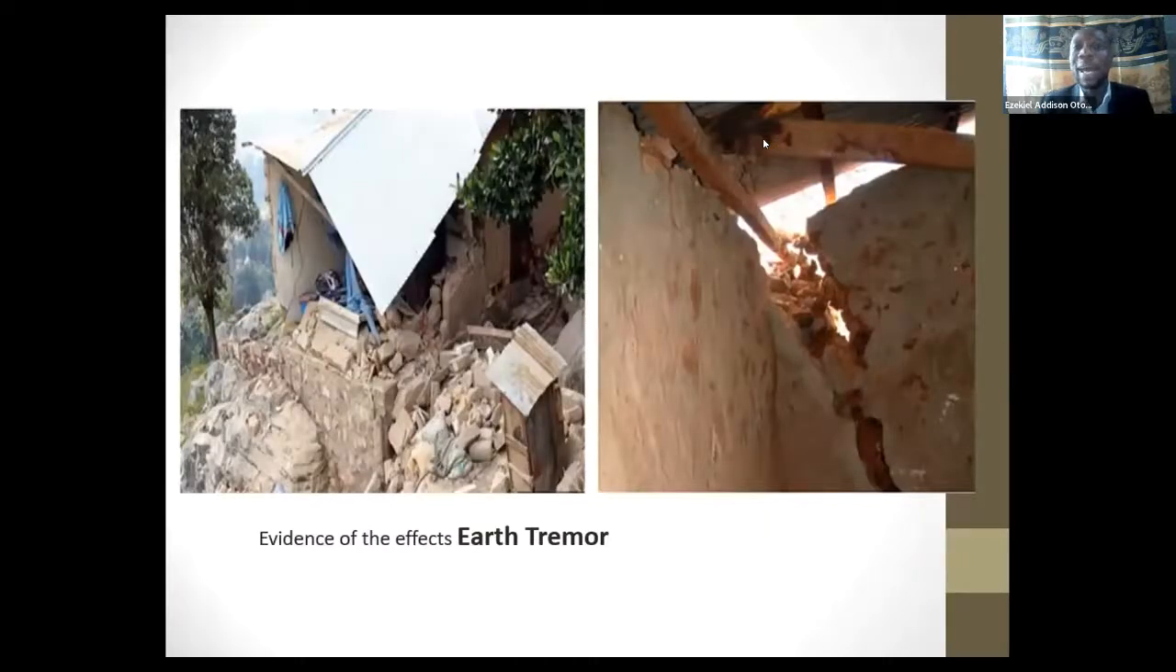From the last earth tremor recorded in the area, which was in 2019, we had pictures of some of the effects it caused to buildings. We can see massive cracks in some of the buildings, and some of the buildings partially collapsing. But despite all these effects, residents have no intention of moving from that place.